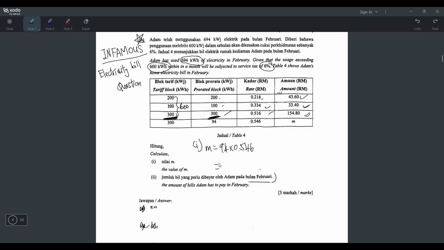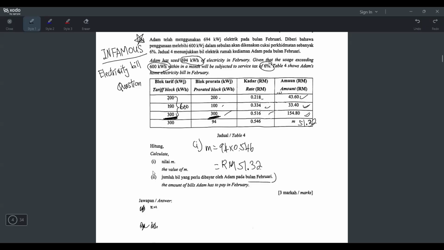And then you just press the calculator, right? So you wait for me, I press. Okay, my calculator gives me 51.324. But since this is RM, you don't have to write 324. You just write 51.32. Okay, because RM is always two decimal places, right? So this is 51 ringgit 32 cents.